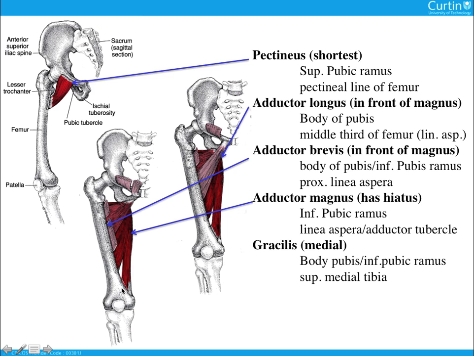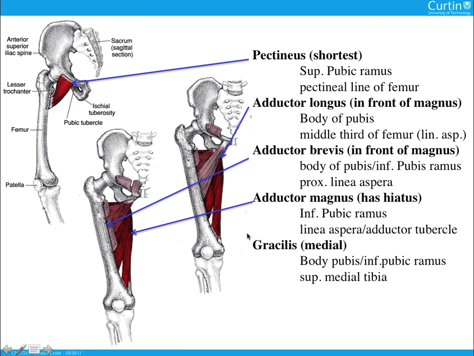It is also the only one with a hiatus, and we met hiatuses before. In the diaphragm, remember we saw the aortic hiatus and the esophageal hiatus. Well, now this is the adductor hiatus, and we've got several structures that go through there. We'll discuss that later. One we've already discussed, and that's the femoral artery. And gracilis is medial, but we don't actually have the gracilis on this picture, but it's going to go from the body of the pubis down to the pes anserinus.